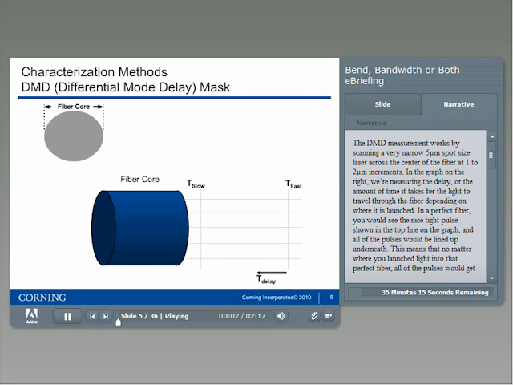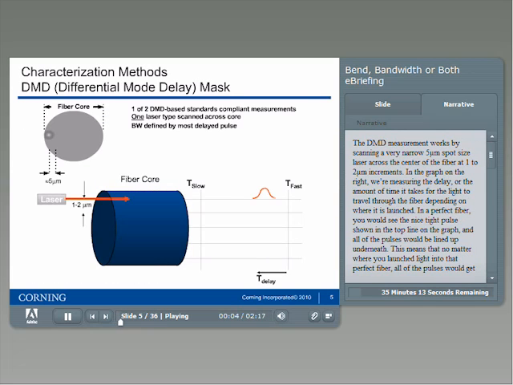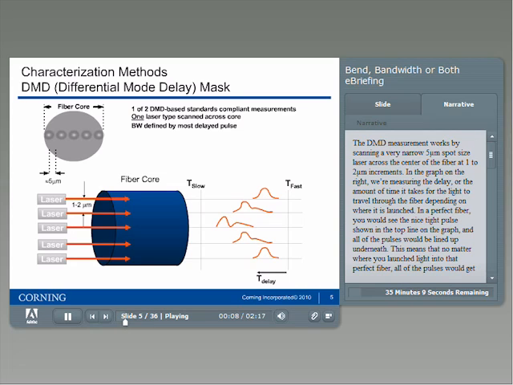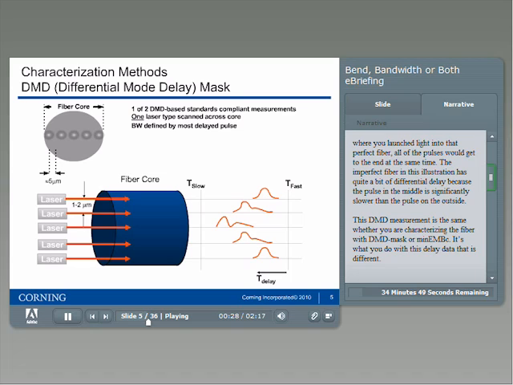The DMD measurement works by scanning a very narrow 5 micron spot size laser across the center of the fiber at 1 to 2 micron increments. In the graph on the right, we're measuring the delay, or the amount of time it takes for the light to travel through the fiber depending on where it is launched. In a perfect fiber, you would see the nice tight pulse shown in the top line on the graph, and all of the pulses would be lined up underneath. This means that no matter where you launched light into that perfect fiber, all of the pulses would get to the end at the same time.